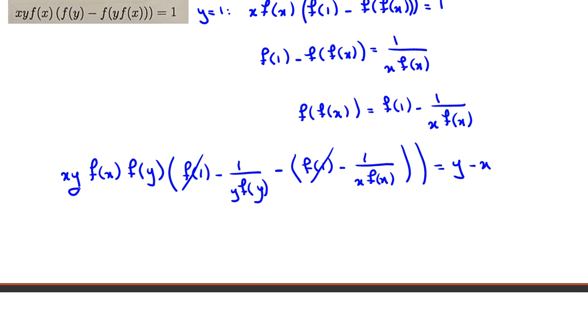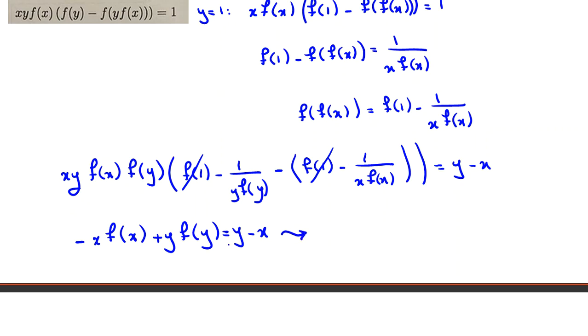If we expand this, xy times this will be what? It will be minus y f of y, which will be cancelled. Minus x f of x. And okay, if you multiply this by this, minus minus plus, x f of x will be cancelled. It will be plus y f of y equal to y minus x.